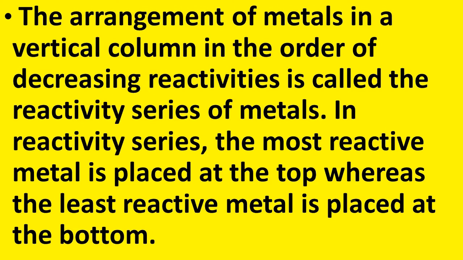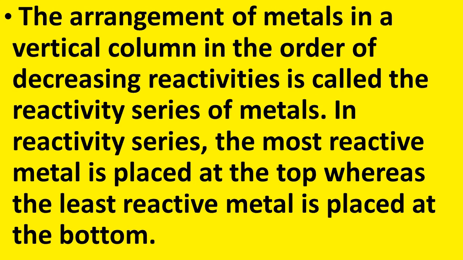The arrangement of metals in a vertical column in the order of decreasing reactivities is called the reactivity series of metals. So how can we define reactivity series? It is the arrangement of metals in a vertical column in the order of decreasing reactivities. In the reactivity series, the most reactive metal is placed at the top, whereas the least reactive metal is placed at the bottom.